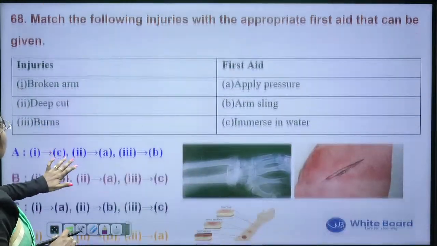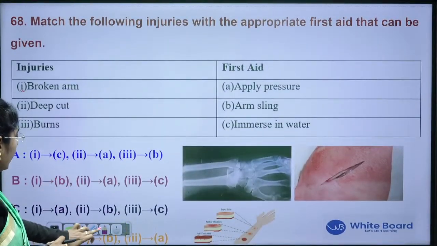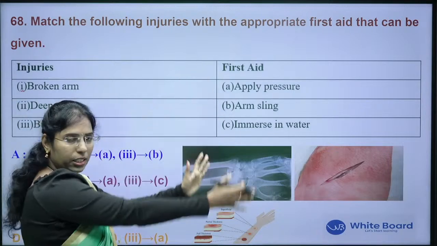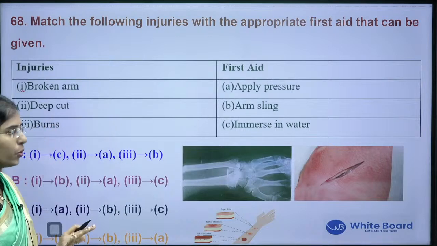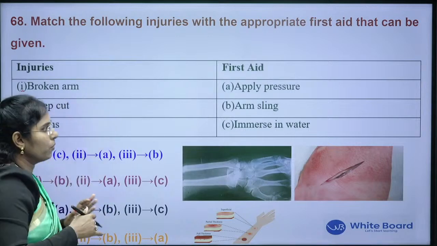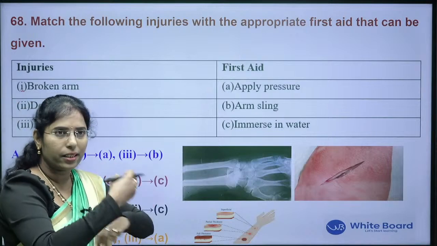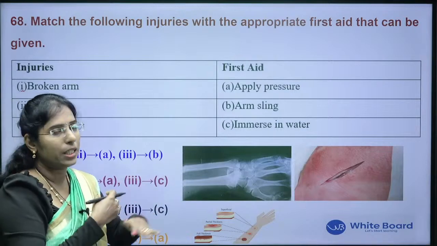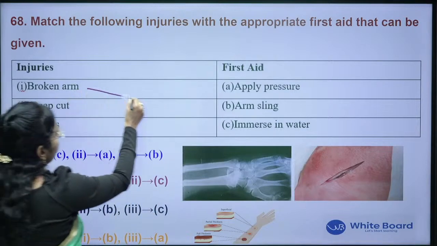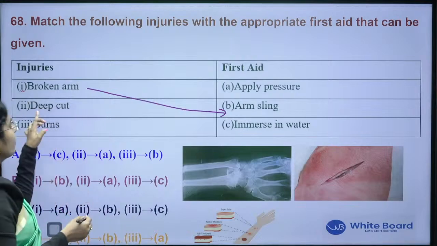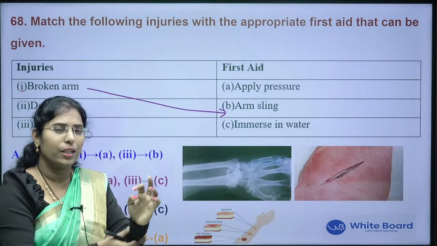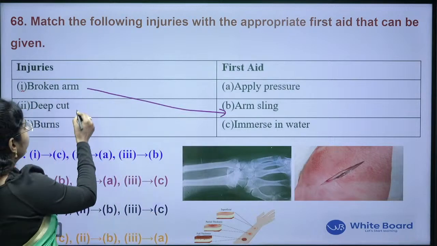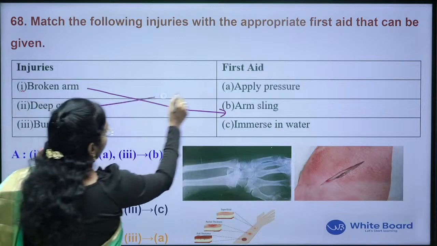Coming to the next question, match the following injuries with the appropriate first aid. Here they have given the first aid, and here they have given the injuries. If there is a broken arm, then what are you going to do? You will be wearing the arm sling bandage. So the first option will be arm sling. And next, deep cut. Whenever there is a deep cut, you will be applying a lot of pressure in order to stop that bleeding. So deep cut, then apply pressure.